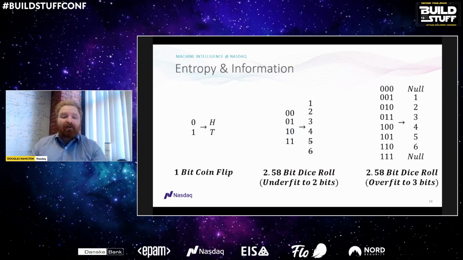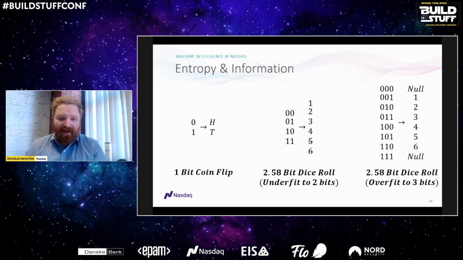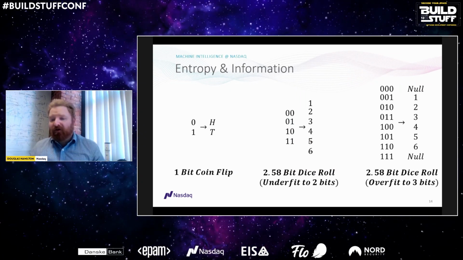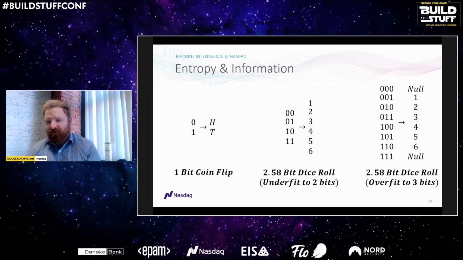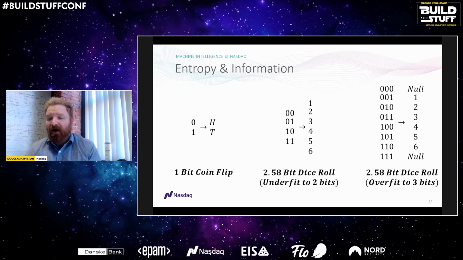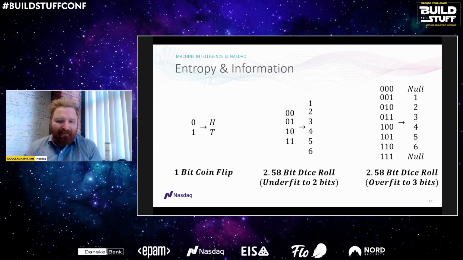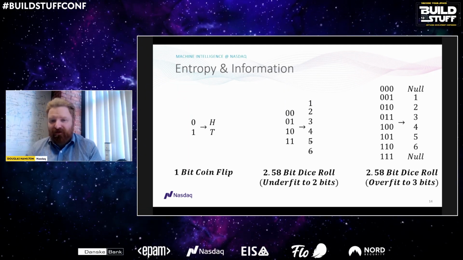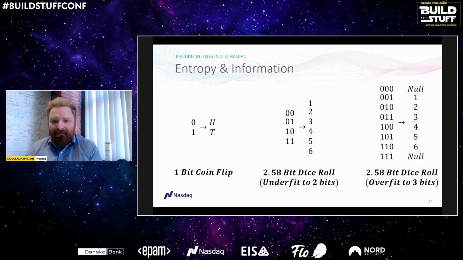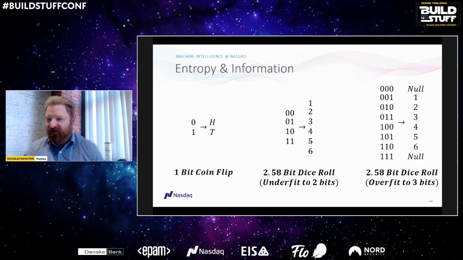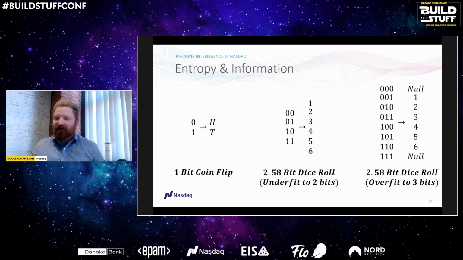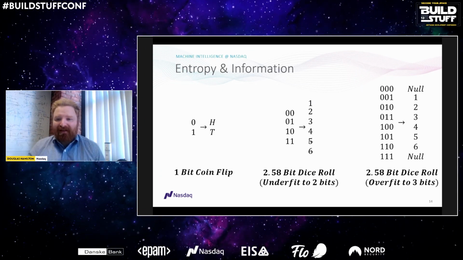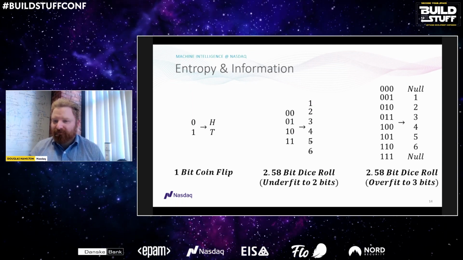What we see here is exactly how we do that. All the way to the left, we have our 1-bit coin flip, where we map a 0 to heads and a 1 to tails. Things get a little more complex when we start looking at our dice roll, though. In the middle, what we see is something called an underfit dice roll, where we try to map our 2.58-bit dice roll to just 2 bits. We map a 1 to 0, 0, a 2 to 0, 1, a 3 to 1, 0, and a 4 to 1, 1. Now we're out of space. We can't put the 5 or the 6 anywhere. And so we've catastrophically lost information because we don't have a model of the dice roll that's able to actually capture all the information in the dice roll.